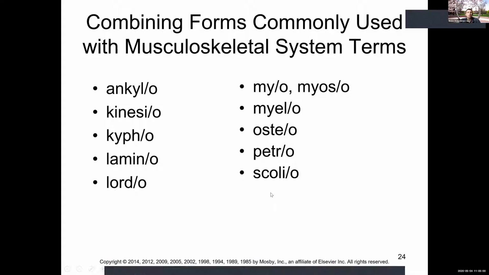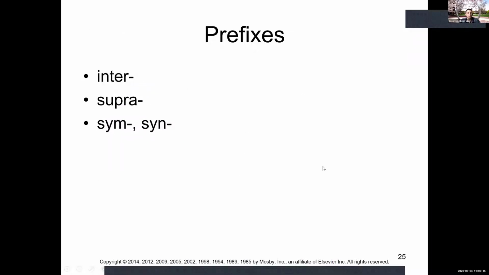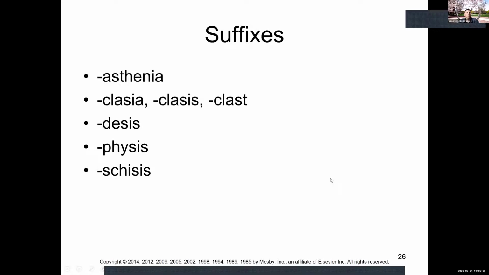Otherwise, we see quite a bit of familiar terms like the osteo, of course, meaning the bone, and the myo. We saw that previously with the muscle. Some prefixes, you can see those on page 599. Inter, of course, we know that means inside. Supra, above or out of, and then sim and syn, meaning together or joining. So like a symbiotic or symbiosis.